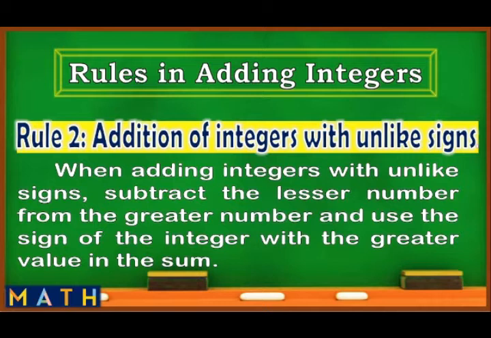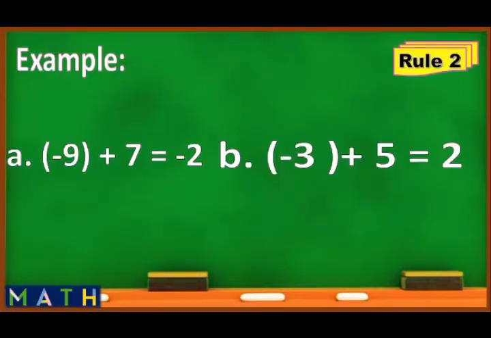Example number 1. Negative 9 plus positive 7 equals negative 2. For example number 2, we have negative 3 plus positive 5. The answer is positive 2. In the first example, negative 9 plus positive 7 equals negative 2.